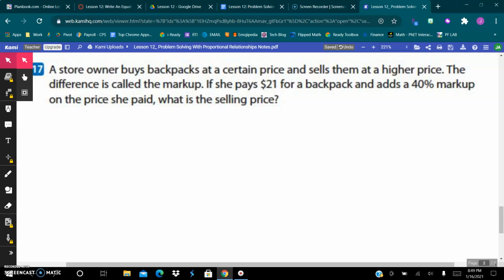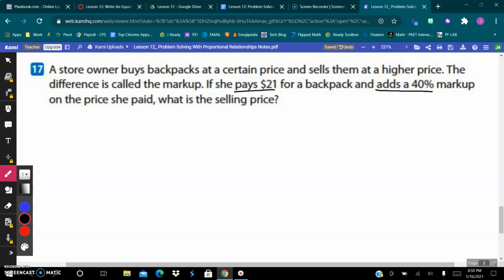All right, here, a store owner buys backpacks at a certain price and sells them at a higher price. The difference is called the markup. If she pays $21 for a backpack and adds a 40% markup on the price she paid, what is the selling price? So we know she paid $21 for the backpack, and we know she's adding 40%. And we want to know what the selling price is.